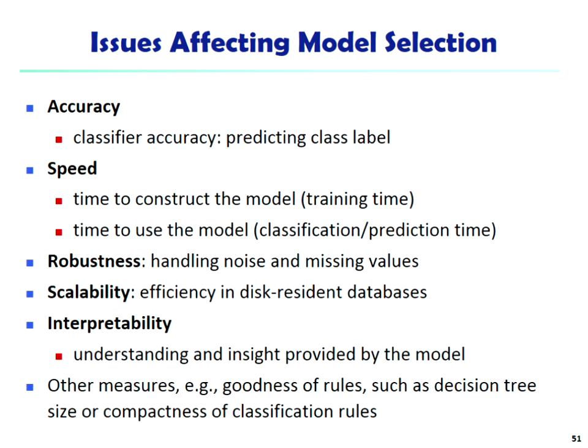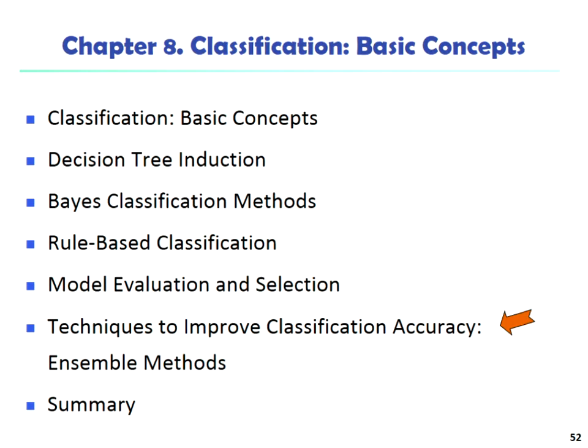So what are the issues affecting model selection? The accuracy, meaning classifier accuracy; the speed, meaning the time to construct the model and the time to use the model; the robustness, handling noise and missing values; the scalability, efficiency in disk-resident databases; and interpretability, which means understanding the model. Other measures, for example, goodness of rules such as decision tree size or compactness of classification rules. All these are issues affecting model selection.